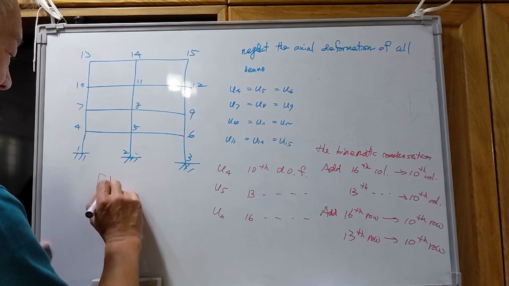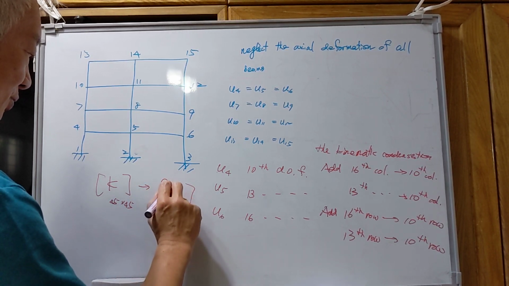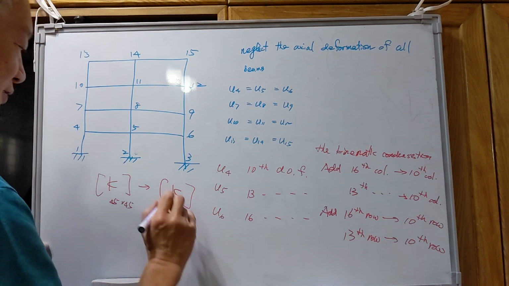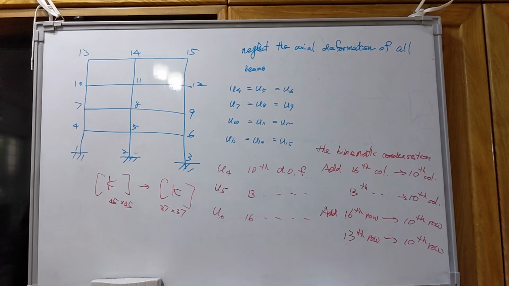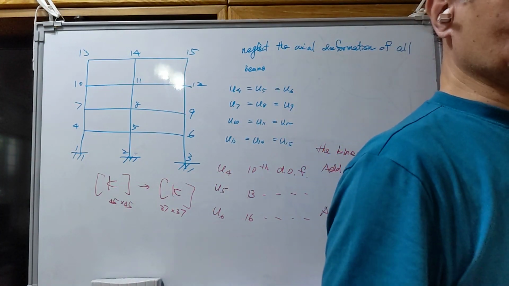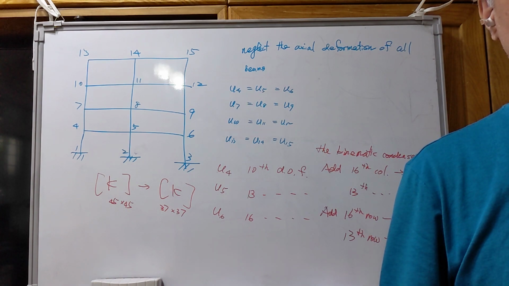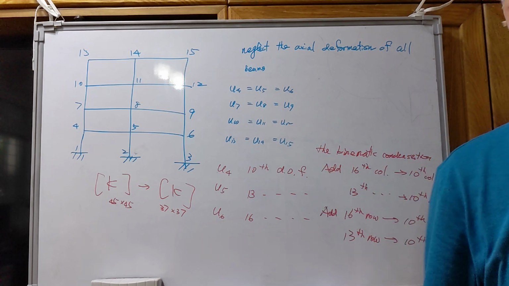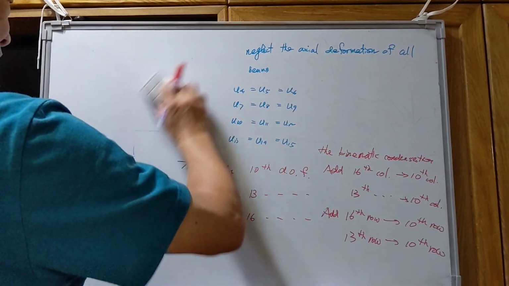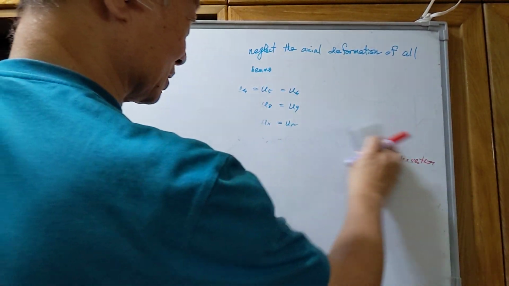So originally the K matrix is 45 by 45. Then you can get a new K, which is 37 by 37. That's the condensed global K matrix. Since we have the kinematic conditions, we can add the corresponding rows and the corresponding columns to the same positions. That's the simplest type of the kinematic conditions.